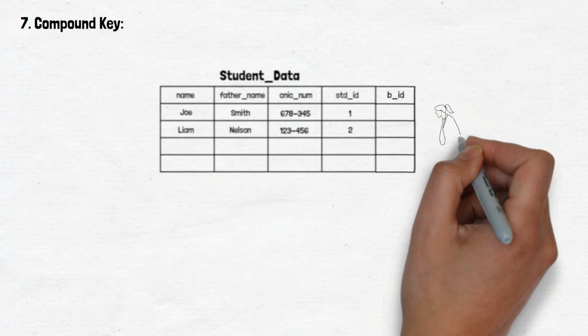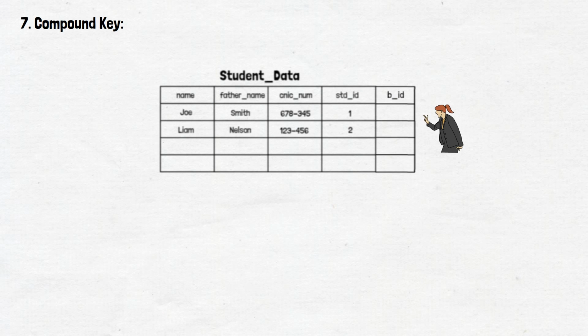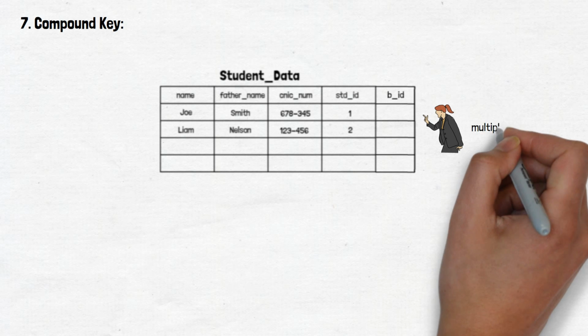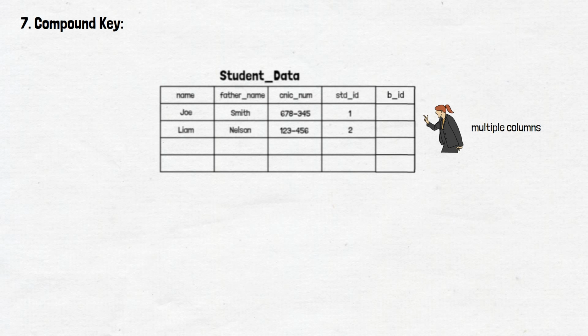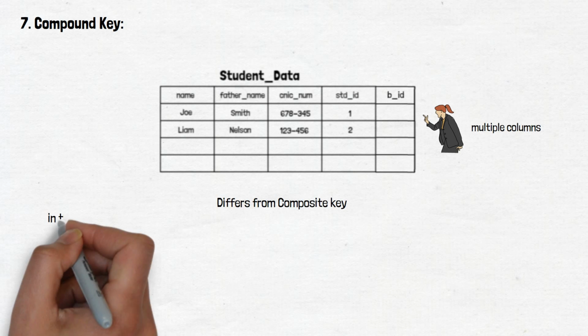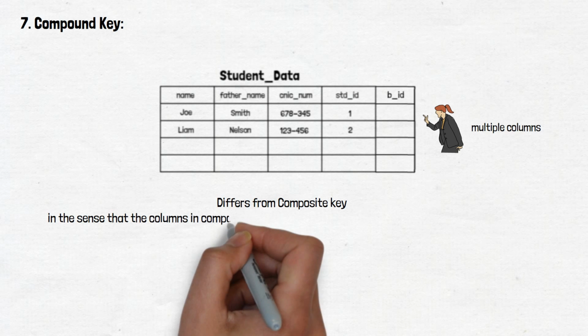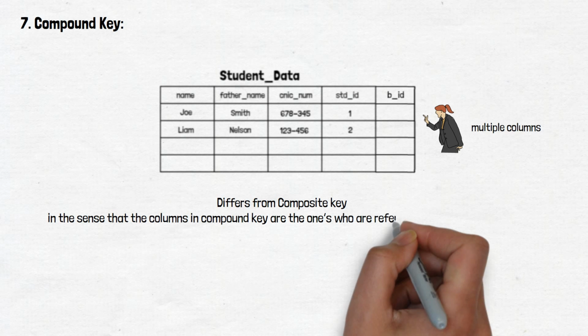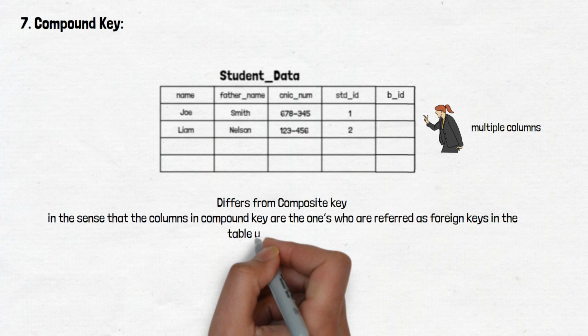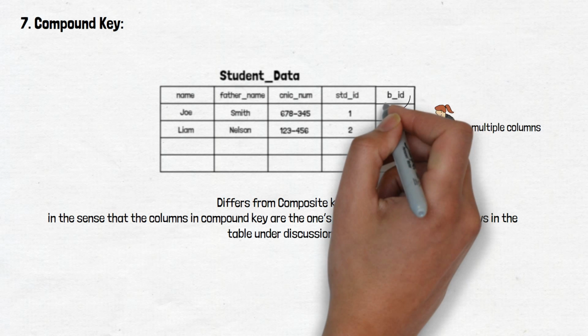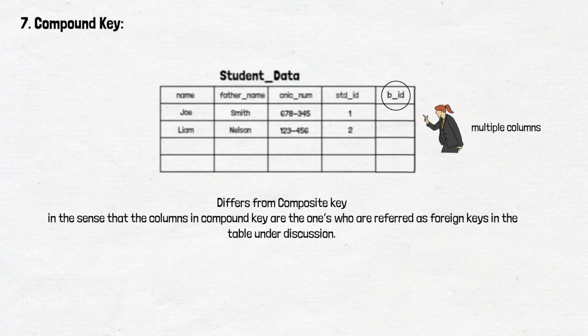Seventh type of key is the compound key. A compound key is the type of key which uniquely identifies a row in the table, using multiple columns. But it differs from composite key, in the sense that the columns in compound key are the ones which are referred as foreign keys in the table under discussion, i.e. primary keys of some other tables.